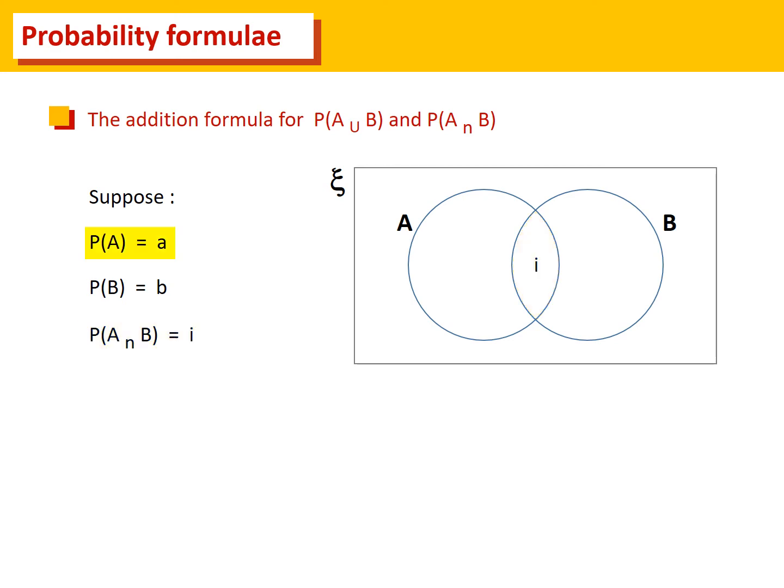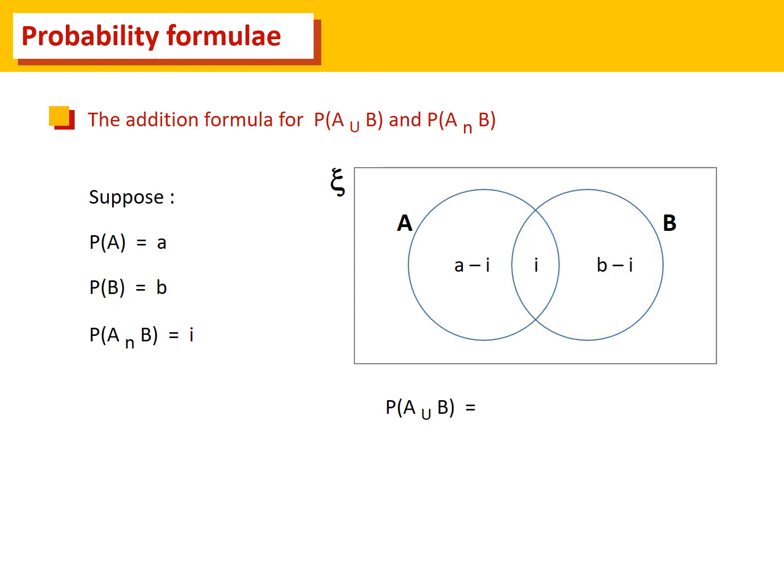Now, we're told that the probability of A equals A, which is that area there. Now, we already have I within the yellow area, so the remaining bit of A must be A minus I, because A minus I plus I equals A, which is that yellow probability. And similarly, the probability of B equals B. Now that's that yellow area there, but in that yellow area we've already got I in there, so the rest of the yellow area must be B minus I.